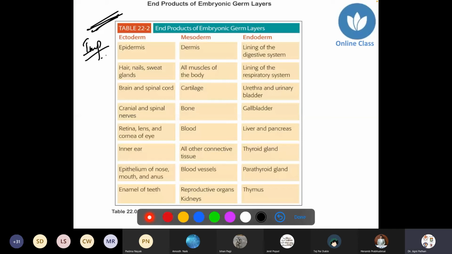The paper will be easy, but I want your sincerity when answering the paper. Answer it sincerely. The objective question type for tomorrow's test is human reproduction. I have given a very small topic, just male and female reproductive system structure.